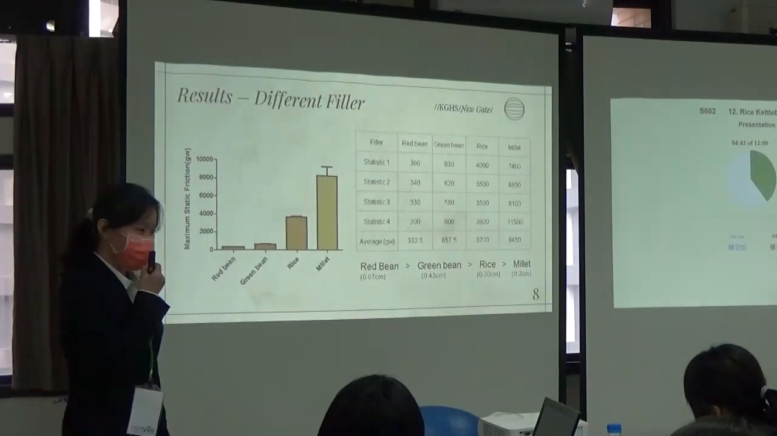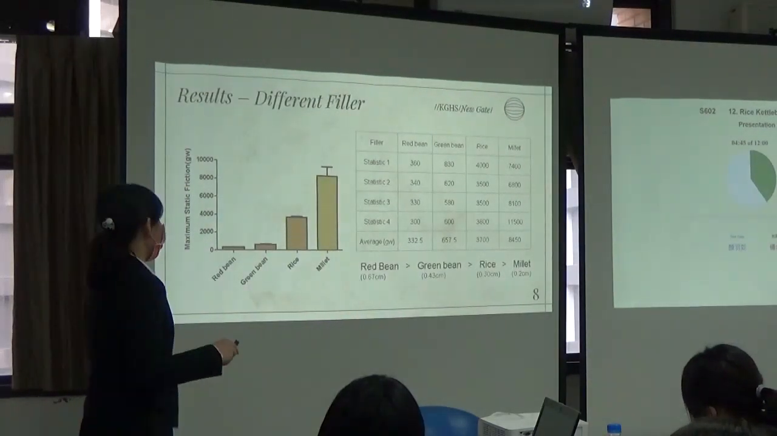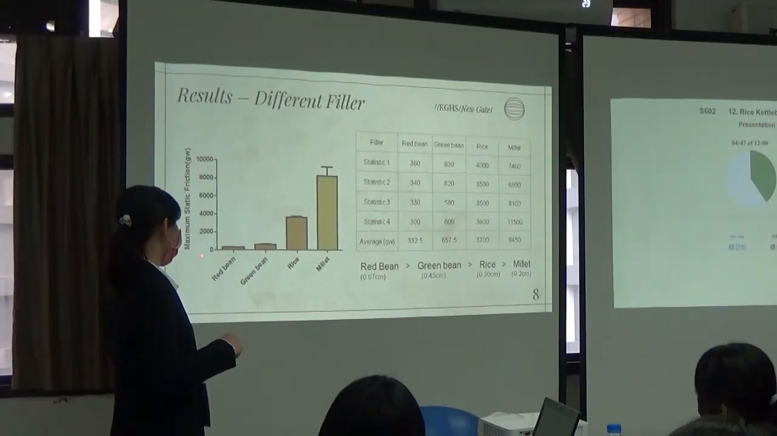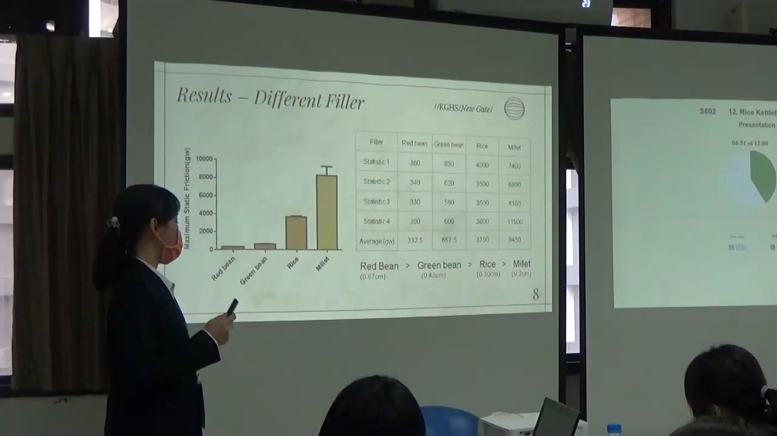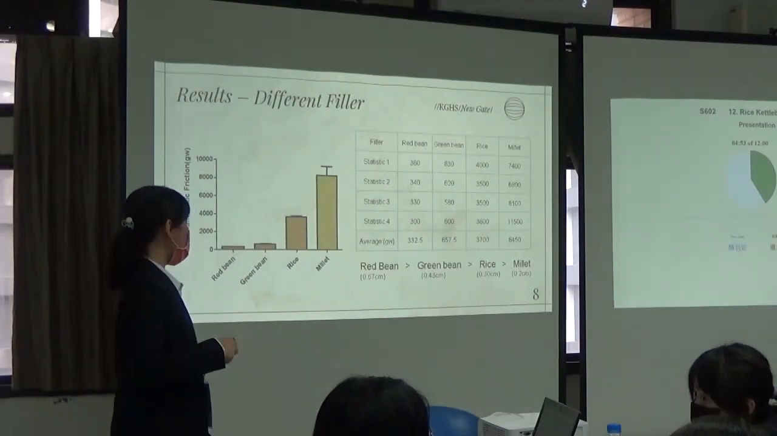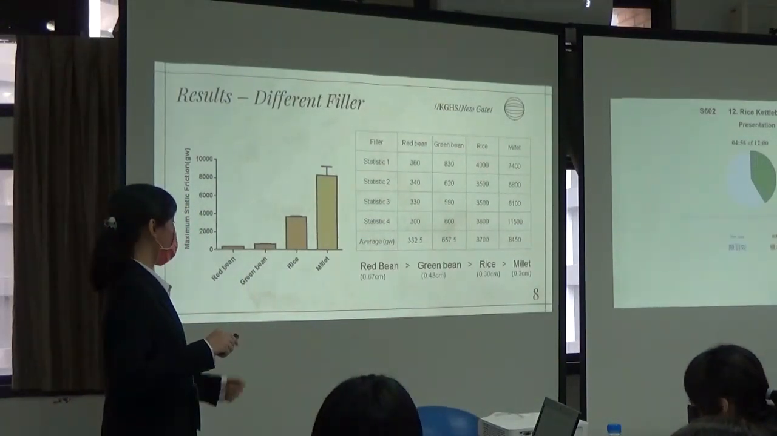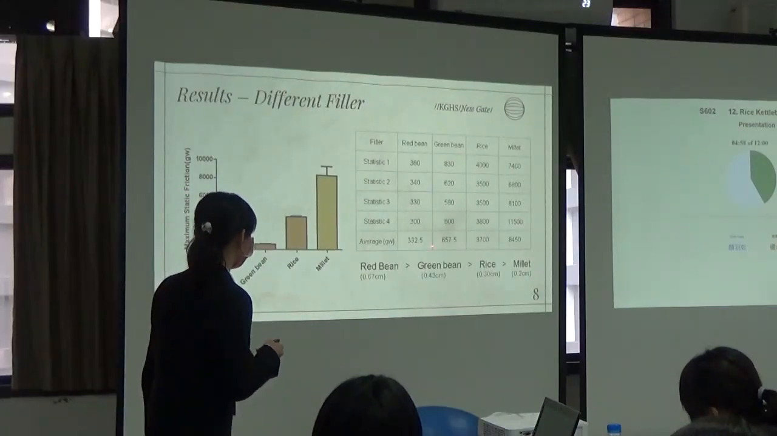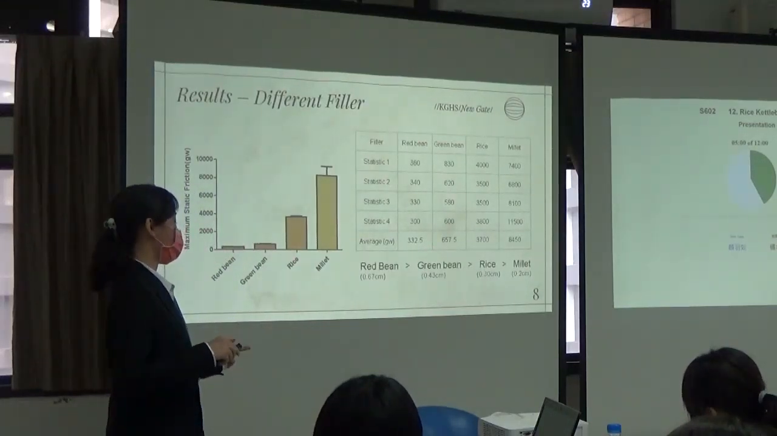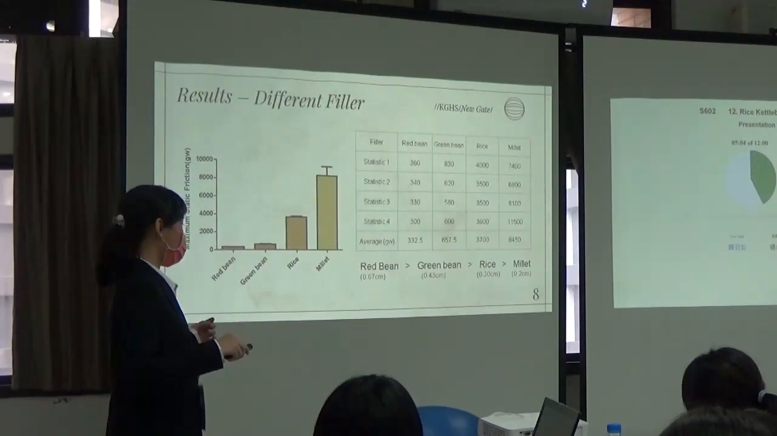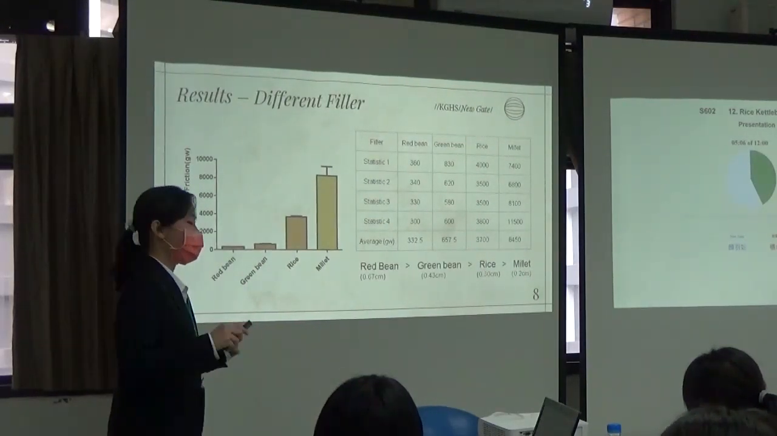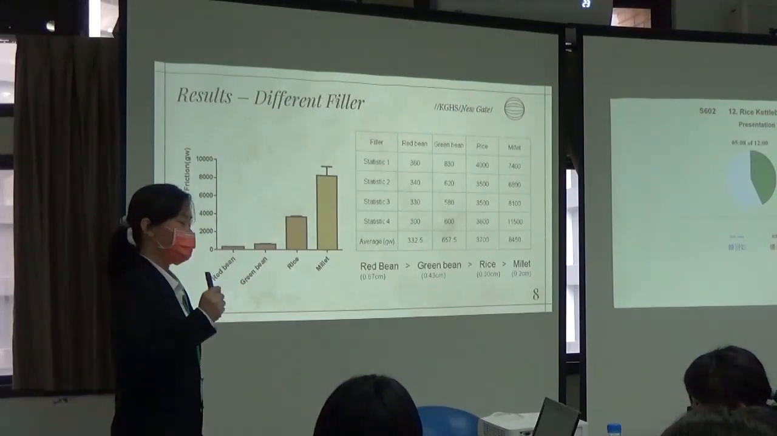And next are the results of our experiments. First, we put red bean, green bean, rice, and millet inside our vessel and see how it affects the results. The result is that red bean has the smallest friction, green bean is second, rice is third, and millet is fourth. So millet can pick up the biggest mass.